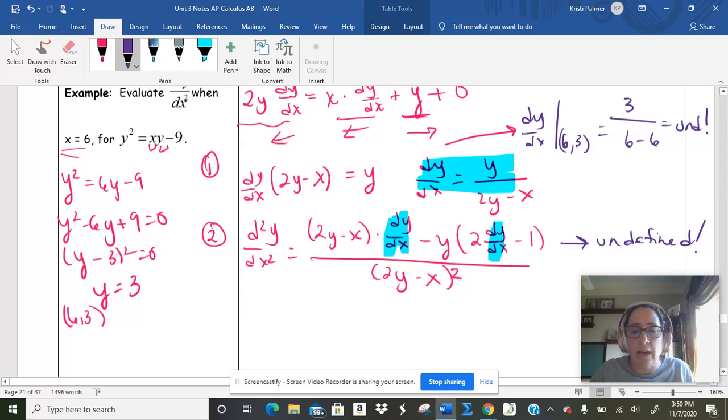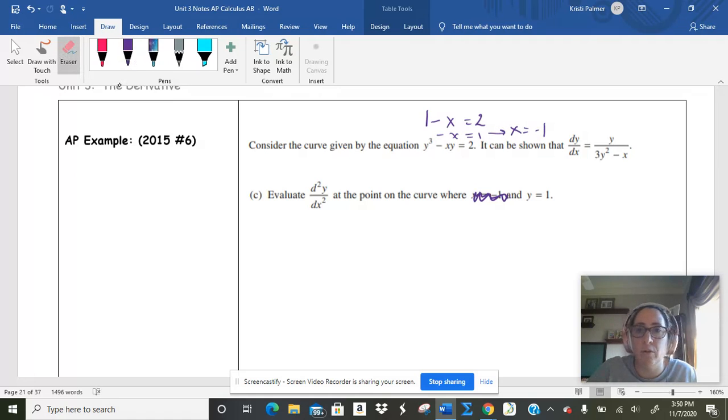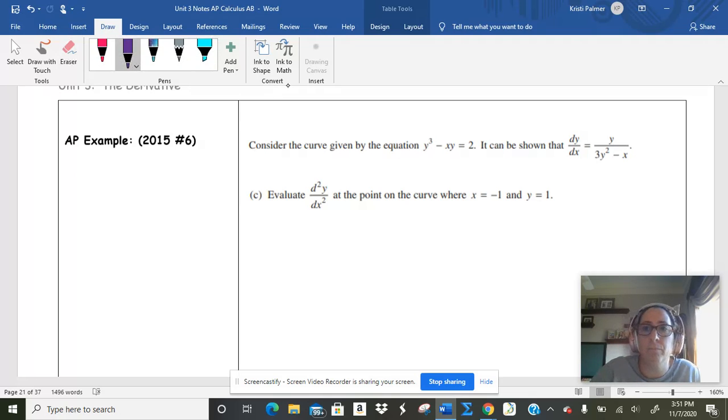So let's try to think through that as we do the next one. This is from an AP example. So consider the curve given by this equation. And what if I only gave you the y? Could you find the x on your own? So if I said 1 minus x times 1 equals 2, and then negative x equals 1, so x equals negative 1. So just to think through, if they only gave you one piece of information, you usually go plug it back in to find the other one. But they did give us both here.